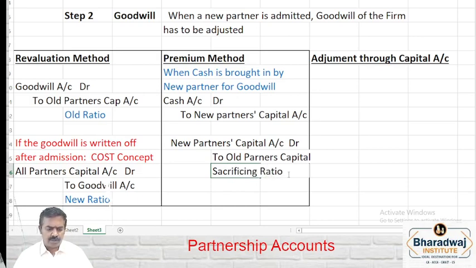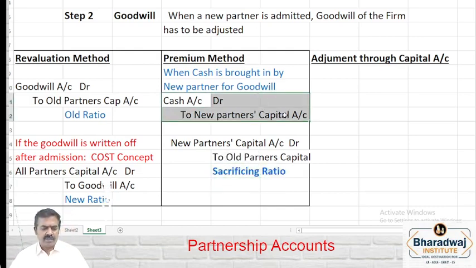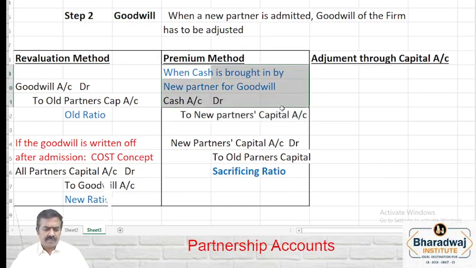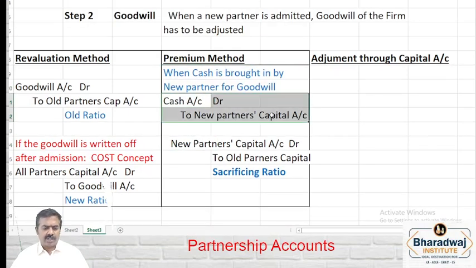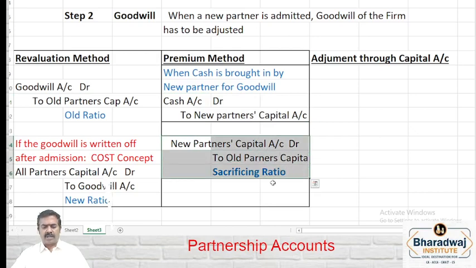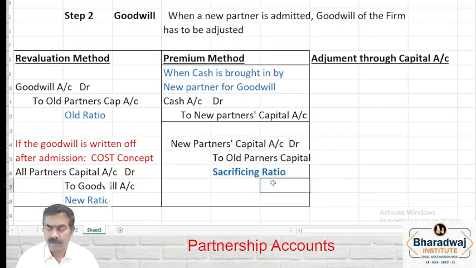The partners who sacrificed will get compensation. When will you follow this method? When the exam question says that the new partner brings in cash for goodwill. Cash account debit to the new partner's capital account, then the new partner's capital account debit to the old partners' capital accounts. They will share it in which ratio? Sacrificing ratio.